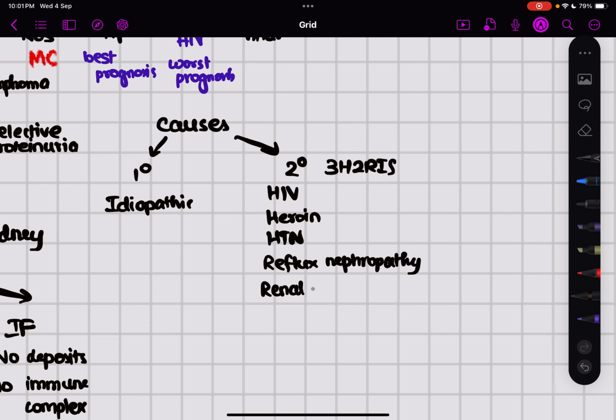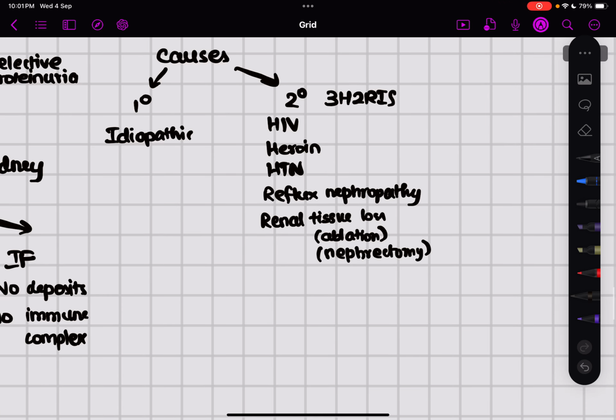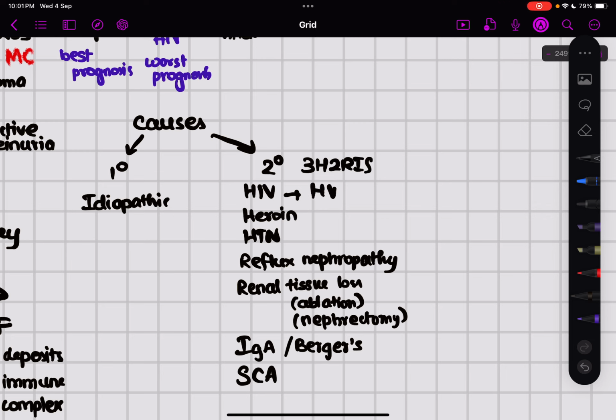renal tissue loss or ablation or nephrectomy. And I is IgA, IgA or Berger's disease, and S is sickle cell anemia. In HIV comes HIVAN, HIV associated nephropathy.